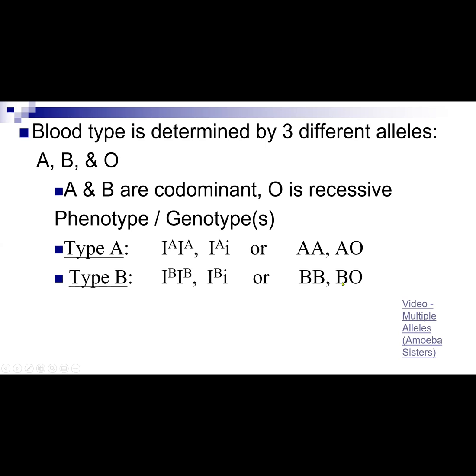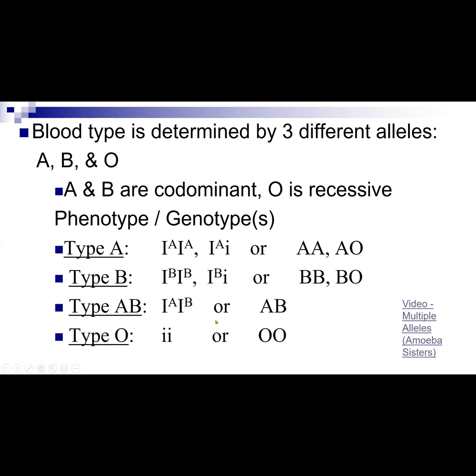Someone with type AB blood, there's only one way to do it. Well, there are the two notations, but only one combination. You have to have both an A allele and a B allele, and remember they are codominant to each other, so they're both going to be expressed and show up, and you'll make both antigens. So for the shorthand notation, you just write AB.